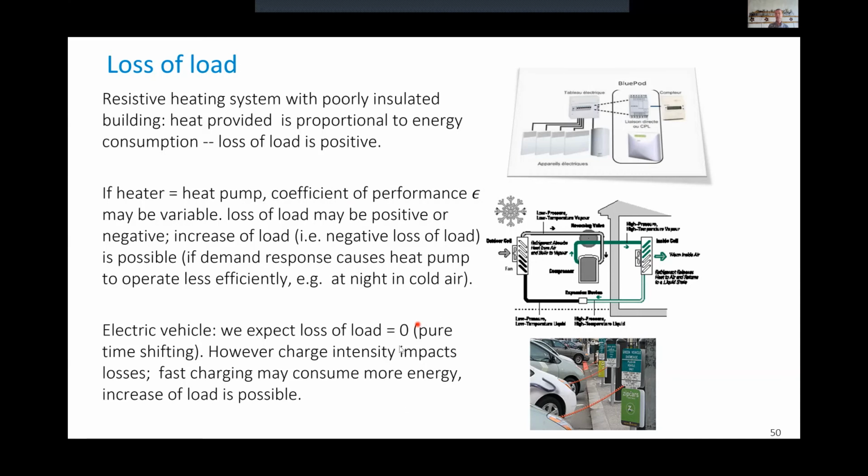The future will tell us whether there is something important on the side of electric vehicles. If you purely shift the charging of an electric vehicle, probably there is no loss of load. But if you do fast charging, there is probably negative loss of load, so the resistive losses will not be negligible. So this is an example where managing the load dynamically might have an impact on the peak that will need to be taken care of.